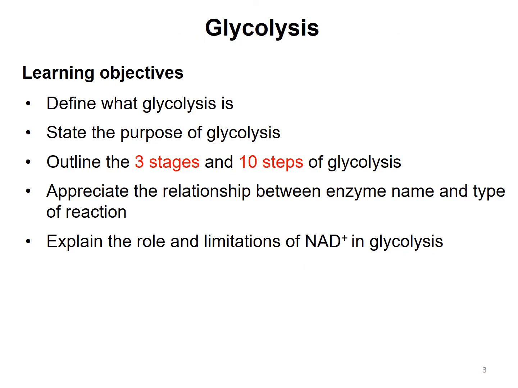So these are the learning outcomes for this session. We'll first look at what is glycolysis and the purpose of glycolysis and why it is so important to all living things. And then you should be able to outline the 3 stages and 10 steps in glycolysis and to know the enzymes required in each of the reactions. And last but not least, you will know the roles and importance of NAD positive in glycolysis.